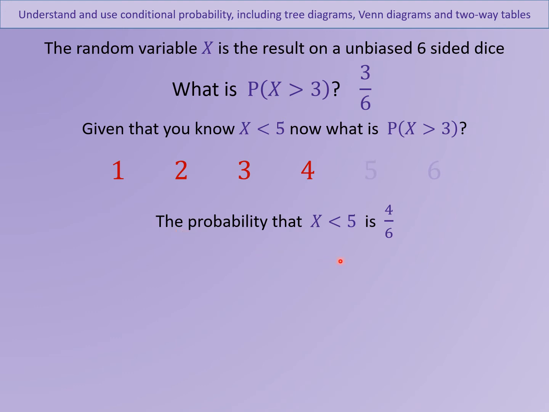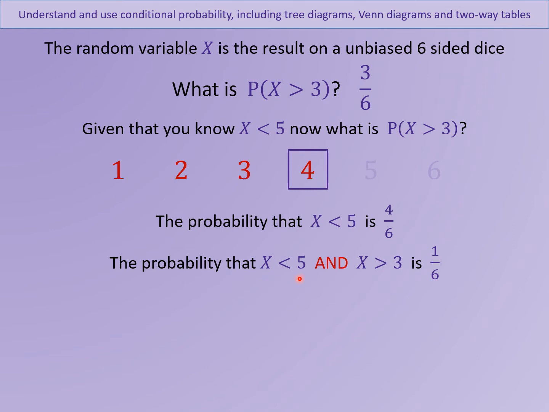So what we're going to do is we're just going to investigate it a bit further. I know that the probability that it's less than 5 is 4 out of 6. So the chance of what our friend told us happening is 4 out of 6. 4 possible results out of 6 is what it was given out of. What's the probability that it's both less than 5 and what we want, which is greater than 3?